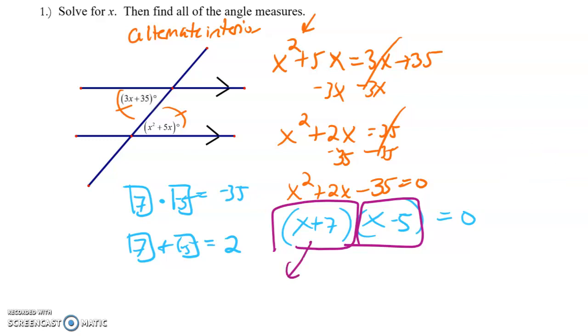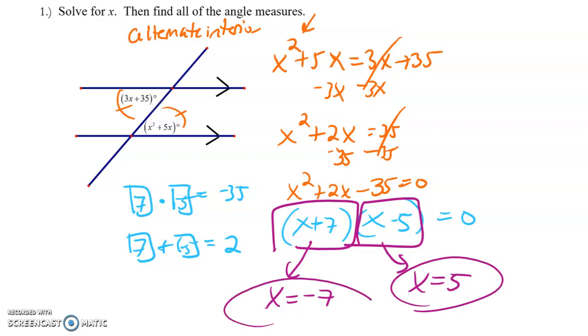So if x plus 7 is equal to 0, we have to think about what would make that 0. If x was negative 7, negative 7 plus positive 7 would give you 0 times something, and 0 times anything is 0. The second chunk, x minus 5 equals 0, if x is equal to positive 5, 5 minus 5 would be 0. So here are your x's.